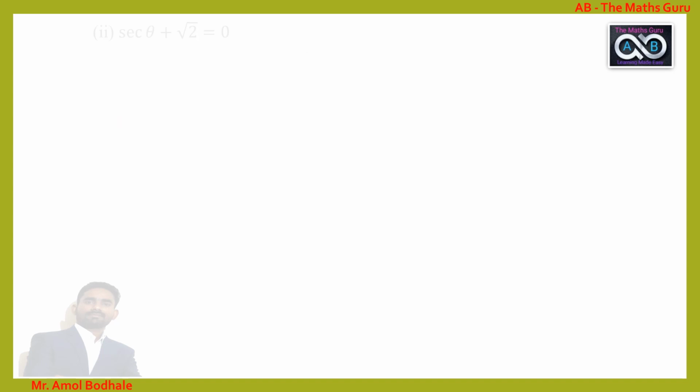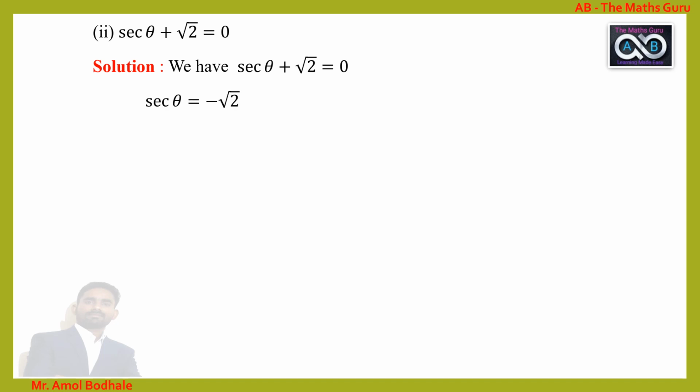Let's see the next example. Sec theta plus root 2 equal to 0. So we have given sec theta plus root 2 equal to 0. If we shift this root 2 to the other side, we get sec theta equal to minus root 2. Now we will convert this sec in terms of sin, cos, tan. We know that sec is the reciprocal of cos. So therefore cos theta equal to minus 1 by root 2, and we know that cos of pi by 4 is 1 by root 2.